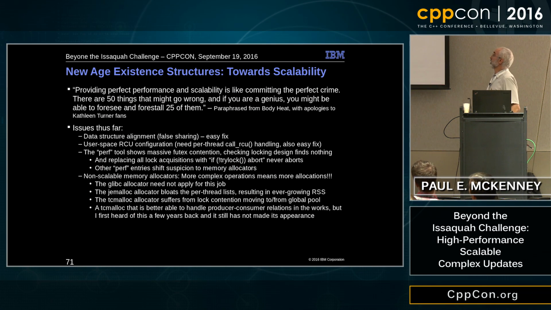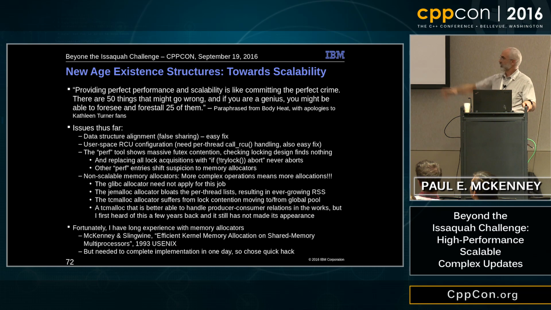My usual traditional quote: providing perfect scalability and performance is like committing the perfect crime. There are 50 things that might go wrong, and if you're a genius, you might be able to foresee and forestall 25 of them. As you can see, that list is not 25 long, so there's some work left to go. Well, over the last week or so I did get some more stuff, so it's a little bit more filled out.